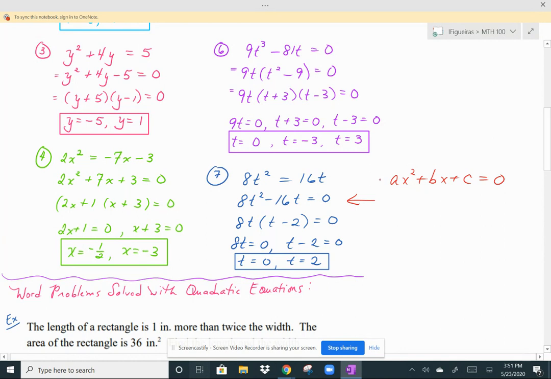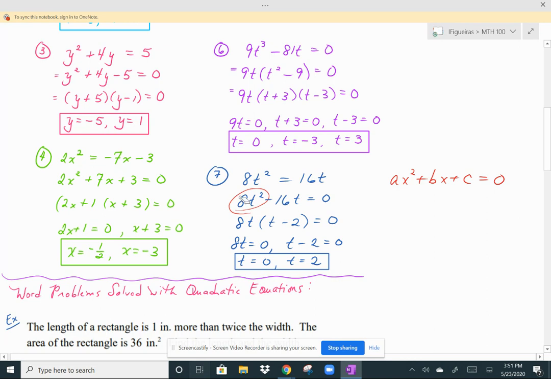So here I'm missing the constant. I have the variable squared, then I have the variable with a coefficient, but I don't have a constant. That's okay. As long as you have the squared variable in your expression, that's considered to be a quadratic equation.